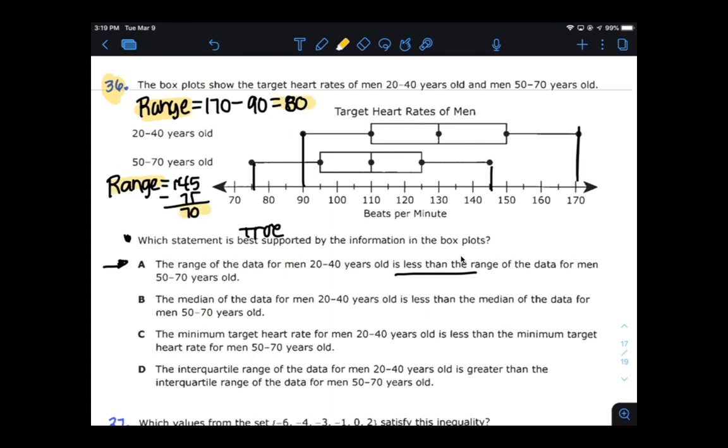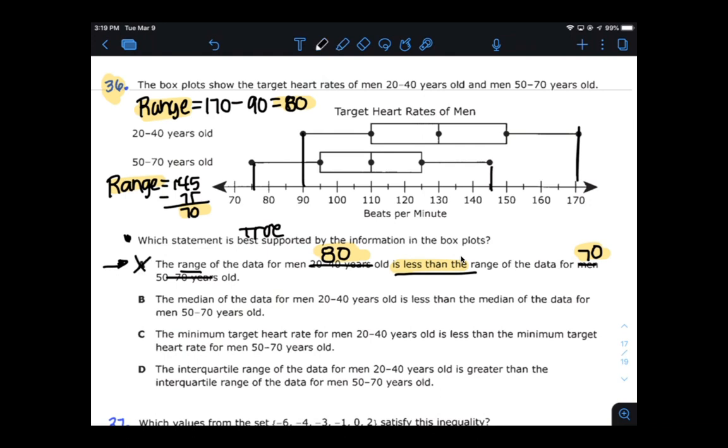So I'm going to substitute those numbers for the description. For the data for 20 to 40 years old, we have 80, the range, and for the 50 to 70 we have 70. Then I'm going to read the statement again: 80 is less than 70. No, that's not true. 80 is greater.